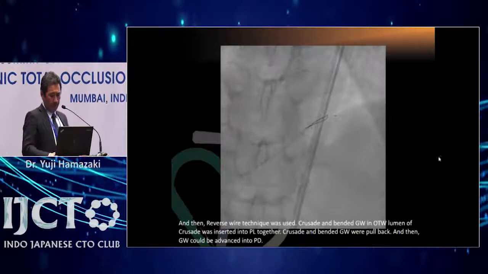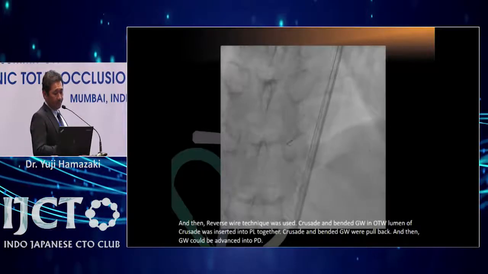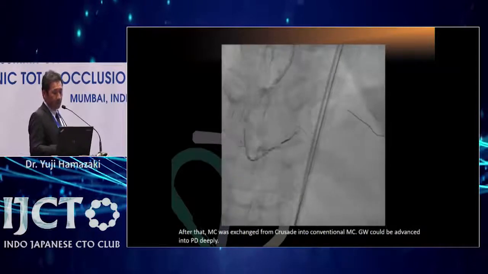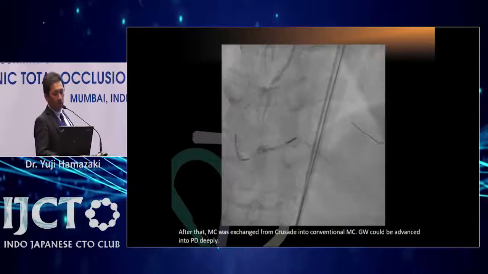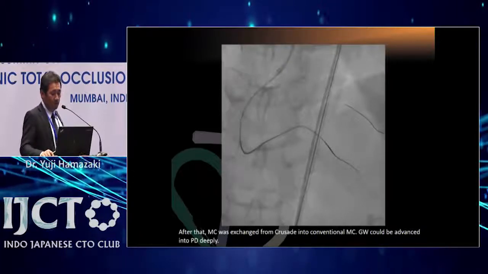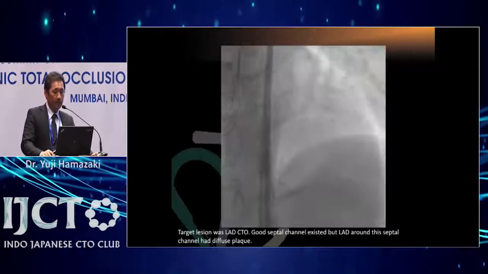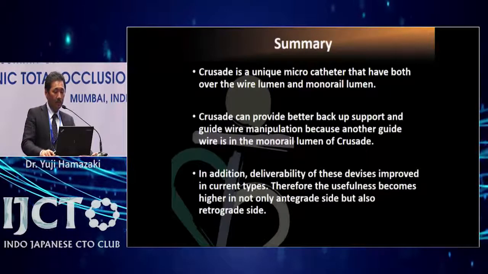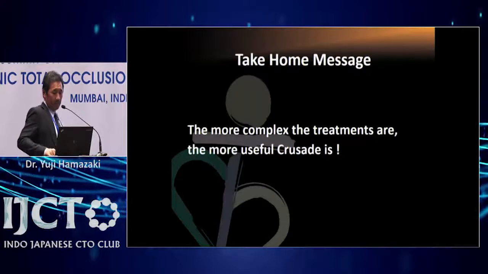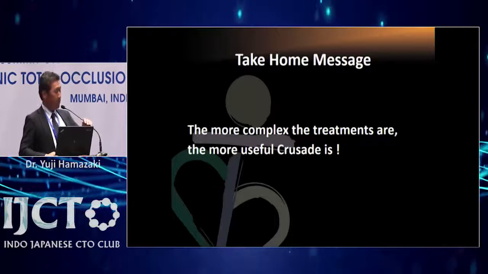And with the pullback, the guide wire could be advanced into the PD. After that, the microcatheter was exchanged from Crusade into a conventional microcatheter. The guide wire could be advanced into the PD deeply. So, the final CAG showed a good result. So, I had one more case, but I'm sorry, my time is up. So, my summary is on the slide, and the take-home message: the more complex the treatment, the more useful Crusade is. Thank you for your attention.